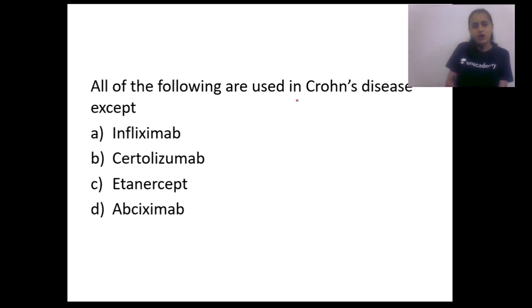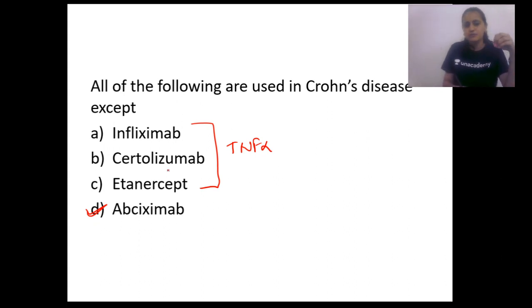Next question. All of the following are used in Crohn's disease except, yes? Can someone answer this question for me? All of the following are used in Crohn's disease except infliximab, certolizumab, etanercept, abciximab. Yes, it is D. Very good, it is D. Yes, Danish, Nandini, it is D. So we have already seen that these are all TNF alpha drugs. Even if there was some other option in these options, you should rule out abciximab.